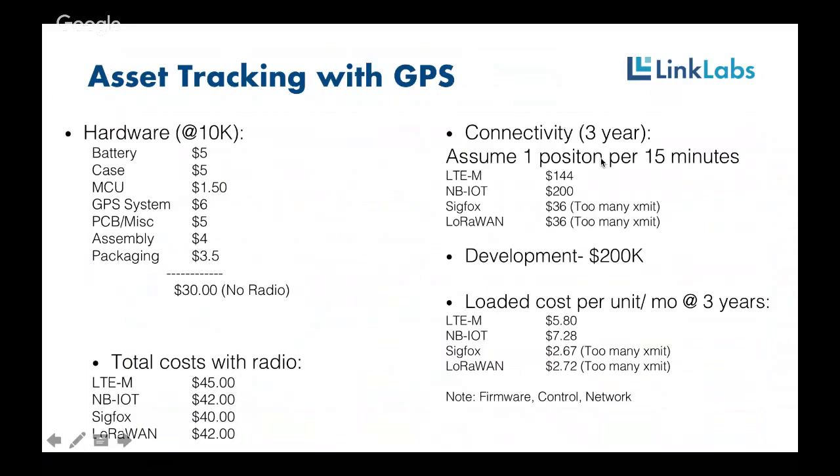Now, assuming that you send one message at one position every 15 minutes, 30 days a month, I estimated that your LTE-M cost would be, over 3 years, so this is not per month, $144. NB-IoT is higher because I think the per bit cost of NB-IoT when you get up to that level, which is around a megabyte, is higher than LTE-M. I put Sigfox and LoRaWAN in here at their $1 a month price, but I think for both network technologies, sending data once every 15 minutes is more than those networks generally support.